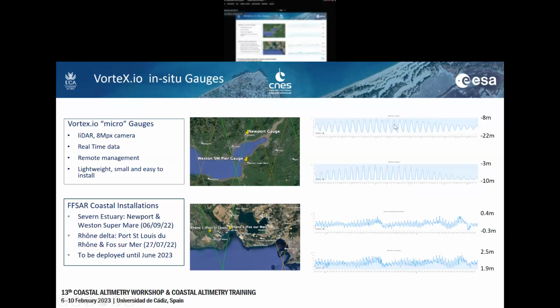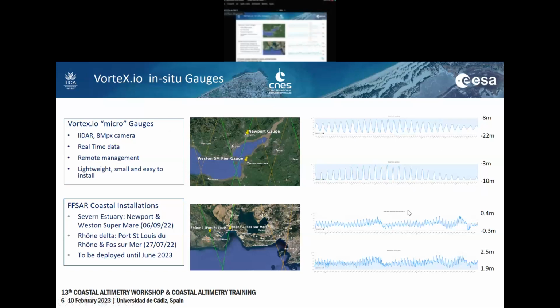So there's a 16, 17 meter range, a 10 meter range in tides in the Severn Estuary. And then the other two are in the Rhone. These two locations here are hardly any tide, as you'd expect in the Mediterranean. The signal is more driven by the river flow.